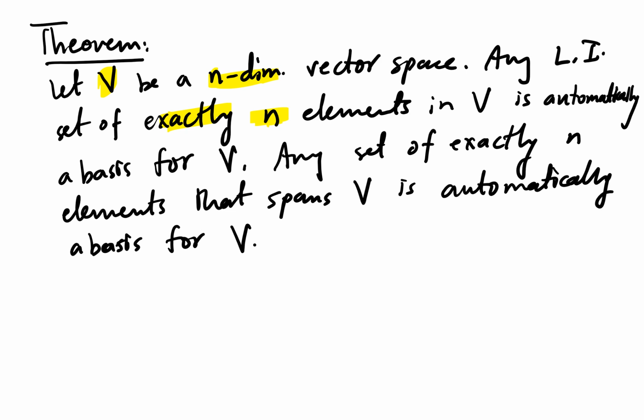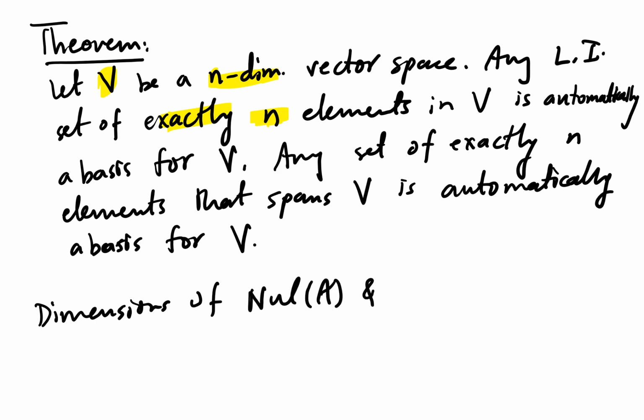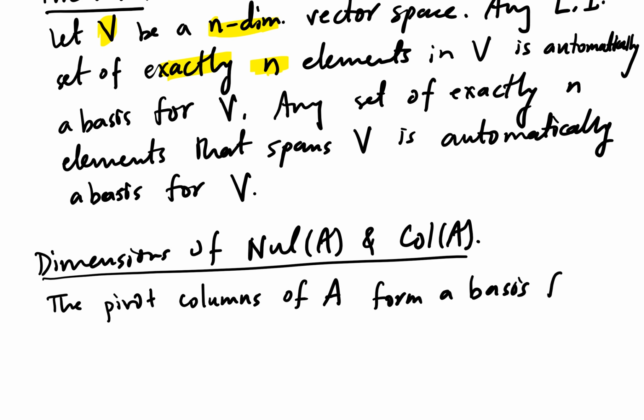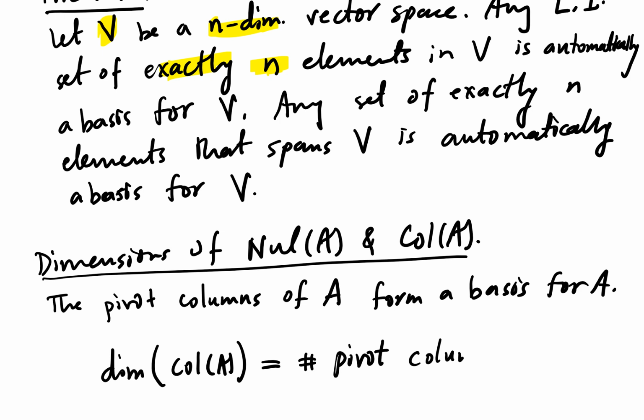And the next thing I want to talk about is the dimensions of the null space of A and the column space of A. So we know that the pivot columns, as we called them in previous sections, of matrix A form a basis for the column space of A. Therefore, the dimension of the column space of A is the number of pivot columns in A. That's how we find the dimension of the column space of A. It's basically the number of pivot columns in A.